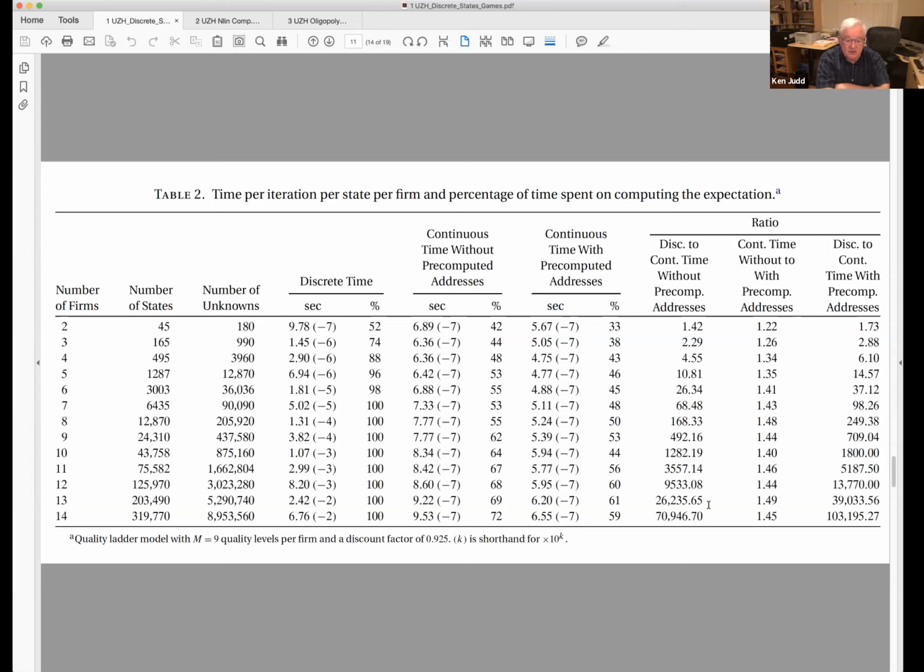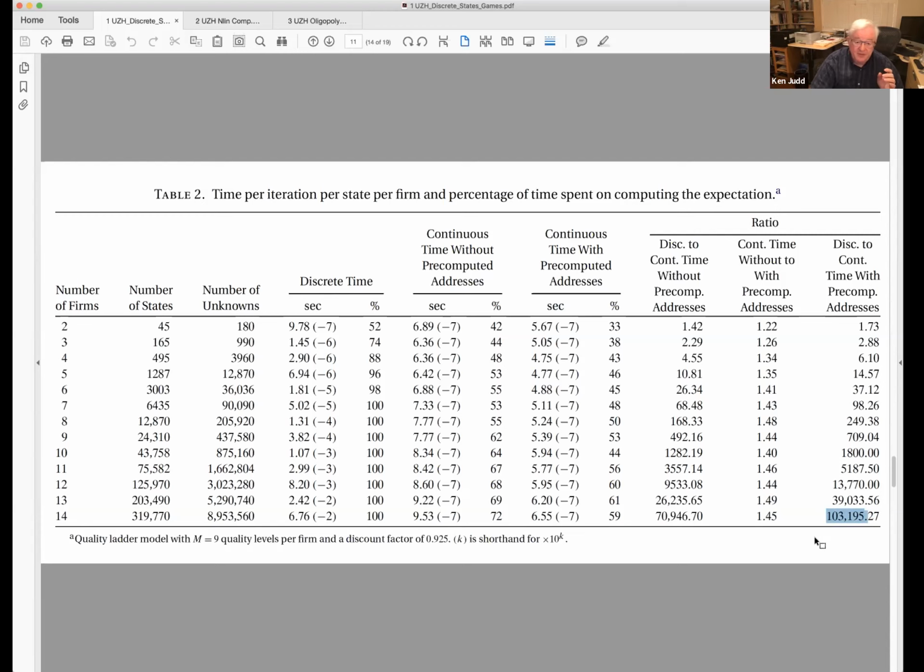And so this is time per iteration, per state, per firm. And there, this is okay. Table 2 is the same as table 1, except we have more firms, and they had fewer states per firm. And so we get the same. In that case, 14 firms. We could solve a 14 firm model in continuous time, or do the update 100,000 times faster.